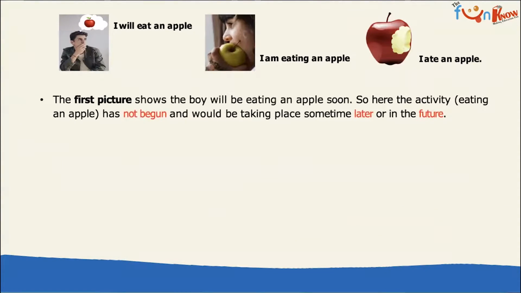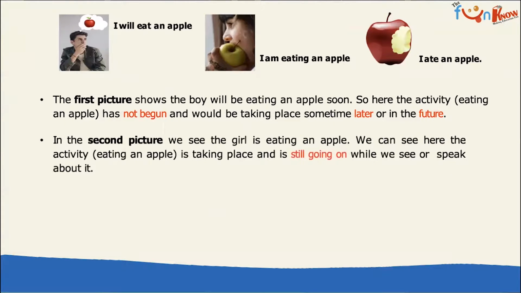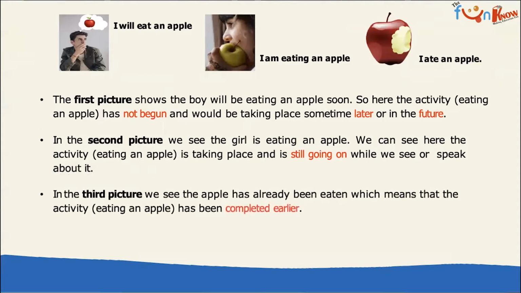The first picture shows the boy will be eating an apple soon. So here the activity, which is eating an apple, has not begun and would be taking place sometime later or in the future. In the second picture, we see the girl is eating an apple. We can see here the activity is taking place and is still going on while we see or speak about it. In the third picture, we see the apple has already been eaten, which means that the activity has been completed earlier.